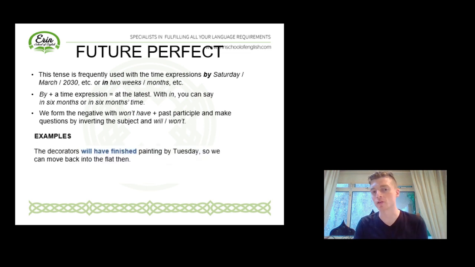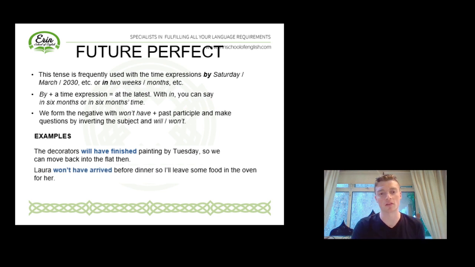The decorators will have finished painting by Tuesday, so we can move back into the flat then. So here we're using the time expression by Tuesday. So maybe the job will be finished before Tuesday, maybe they will have finished the job on Monday, but at the very latest, the job will be finished by Tuesday. So that's when we can move back into the apartment.